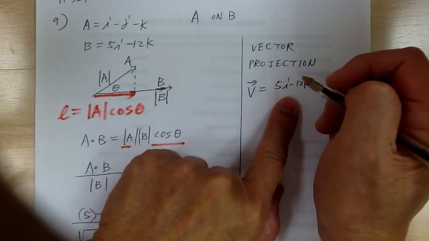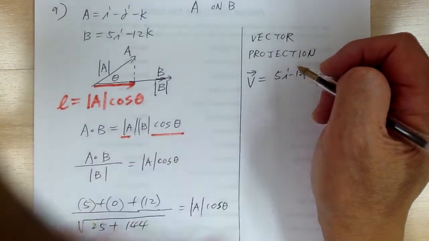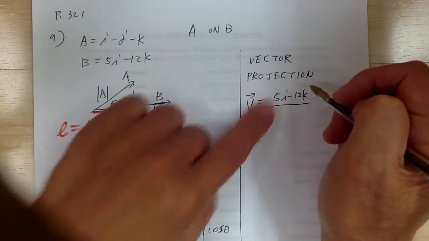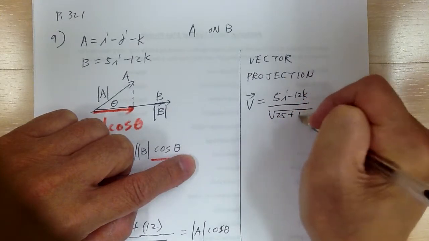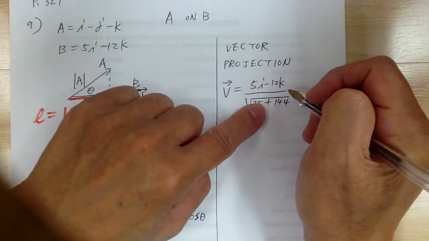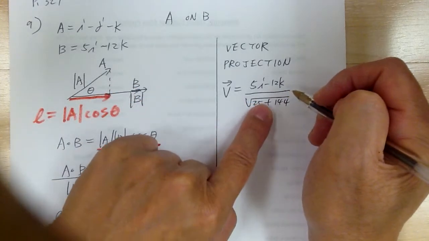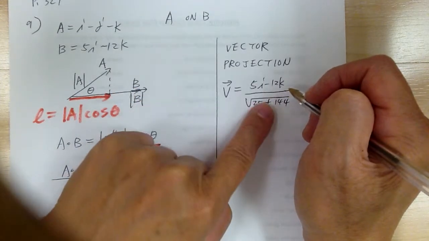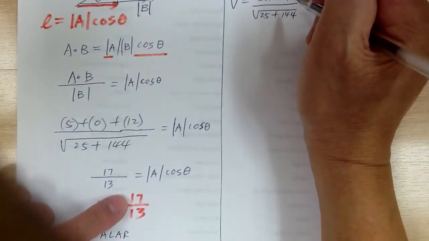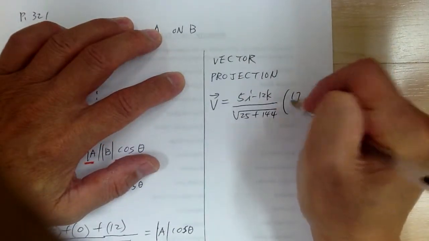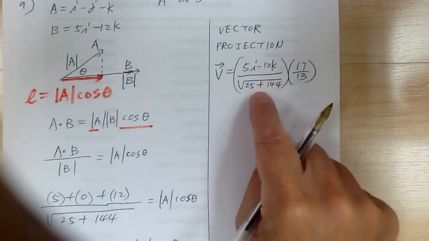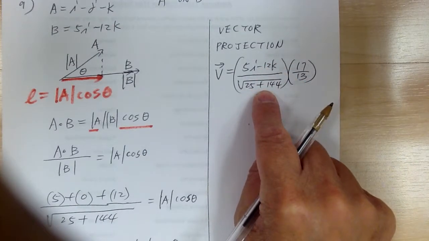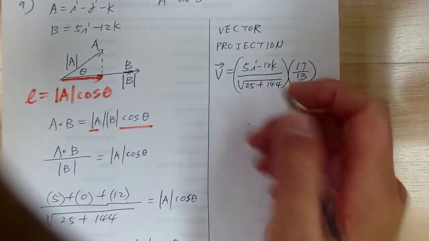But now this is the wrong length, because this is a length of 13. So you need to get to a length of 17 over 13. First, you need to divide by its own length to get a length of 1. So this has a length of 1. This is a unit vector. Now to get to 17 over 13, you just multiply by 17 over 13. So first get the direction correct, then divide by its length to get the length of 1, and then multiply to get the correct length.